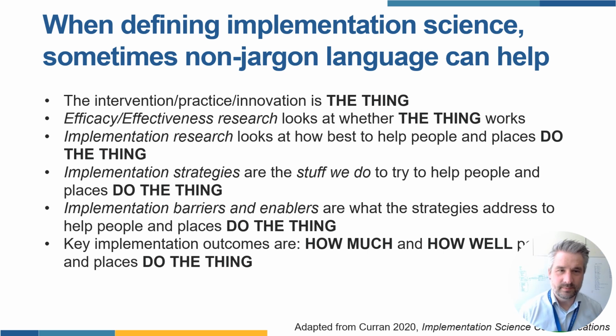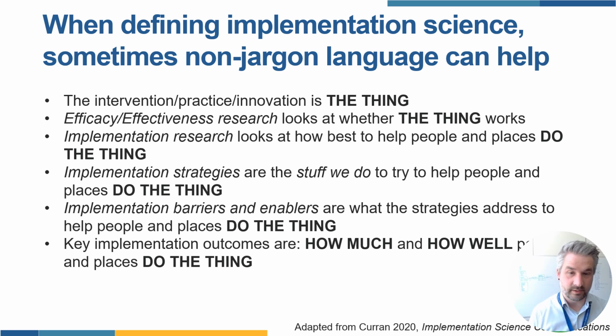And I find sometimes in a range of different disciplines, but implementation science is one of them, that sometimes non-jargon language can help us think things through when we're engaging in new processes. So when you think, and this is adapted from a really useful paper by Jeff Curran in Implementation Science Communications, when we're thinking about the intervention, the practice, the innovation, in other words, your behavioral intervention, for example, he calls the thing. And efficacy or effectiveness research looks at whether the thing, your behavior change intervention, actually works.